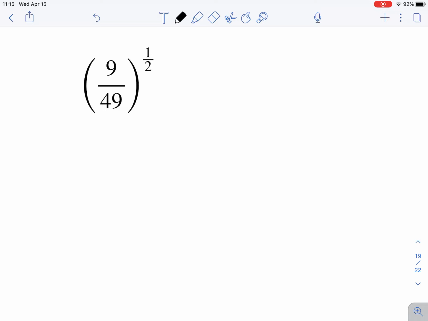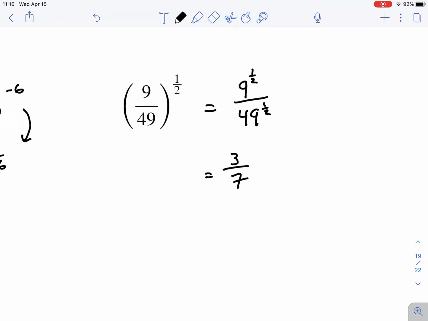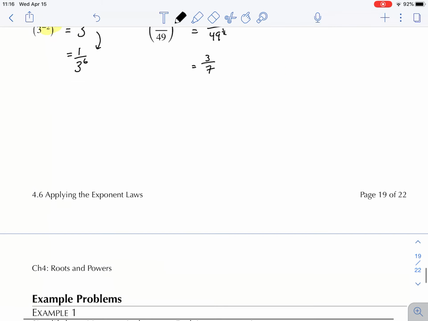All right, our next one, 9 over 49 to the power of 1/2. When we have a fraction raised to a power, that power goes to the numerator and the denominator. Just be careful when simplifying if there's adding or subtracting in the numerator or denominator. That'll make things a little bit different. But for this, we just have regular numbers, so it's going to be 9 to the 1/2 divided by 49 to the 1/2. Now, we know that the 1/2 power means square root, so the square root of 9 is 3, and the square root of 49 is 7.